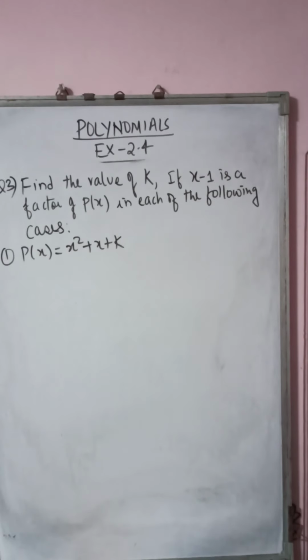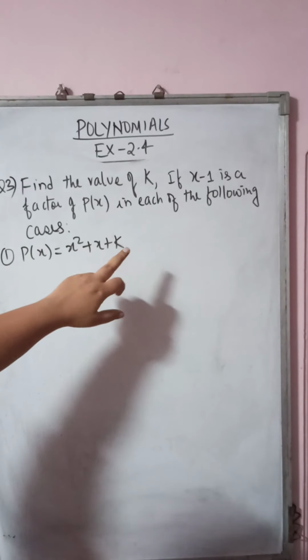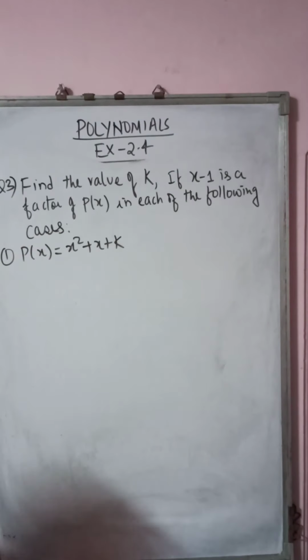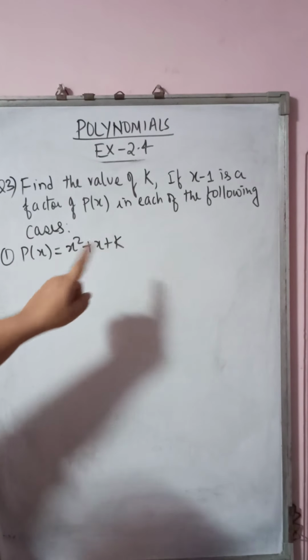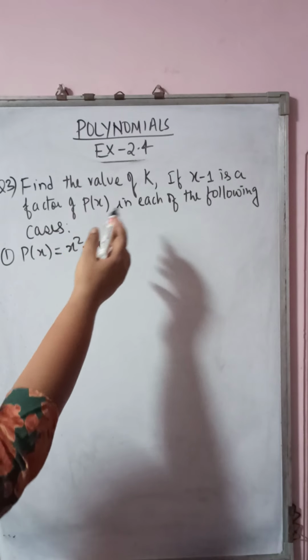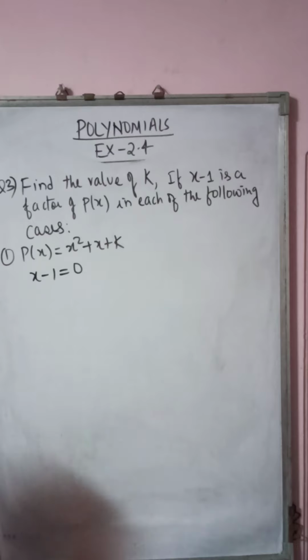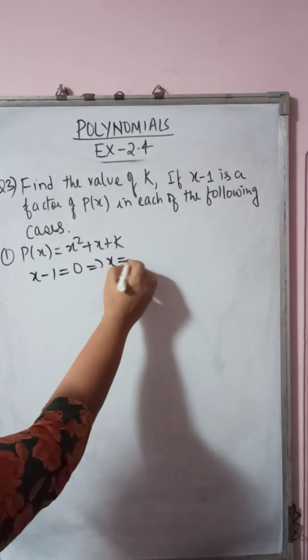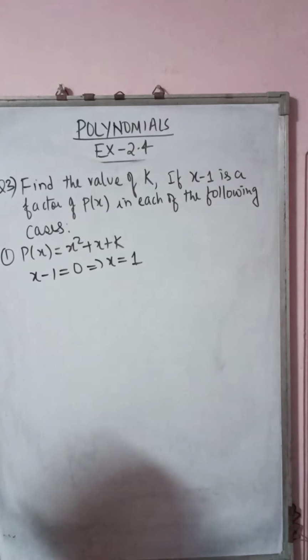Question number 3, find the value of k. Here we have to find the value of k. In terms of number, it is given k. So find the value of k if x minus 1 is a factor of this polynomial. So you know, when I have to find that x minus 1 is a factor, what I should do? That should be equated to 0. And therefore you will get the value of x. So it should become x is equal to plus 1. So minus 1 goes to the other side, it becomes plus 1.